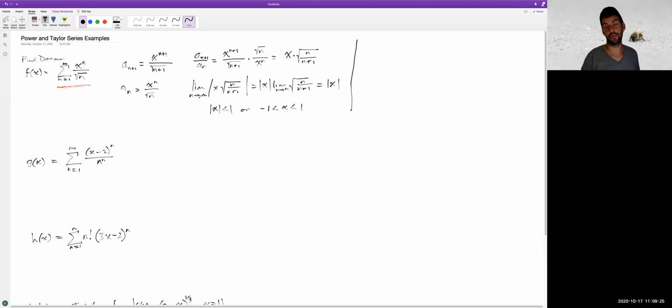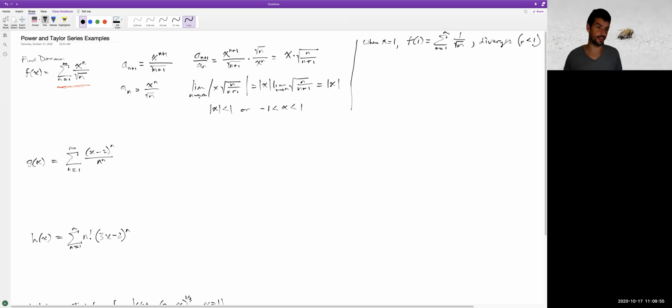individually, right? So let's see, when x equals 1, our series looks like 1 over the square root of n. And you might recognize this as a p-series. It's 1 over n to the 1/2 power. And this diverges by the p-series test. I'll just put here, p is less than 1. That's the p-series test: the exponent has to be greater than 1. So it doesn't converge at x equals 1.